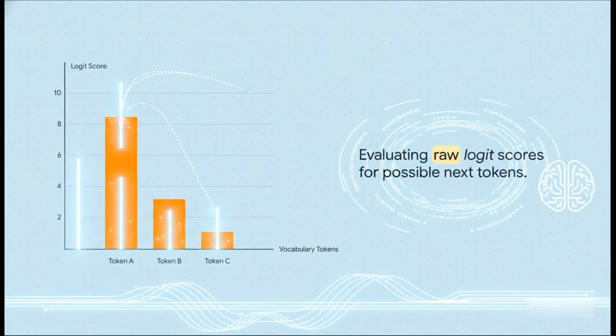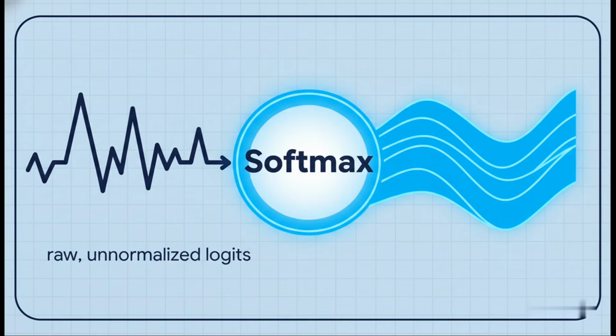So just picture these raw token scores as varying heights on a bar chart. The model is constantly evaluating these unnormalized scores, rising and falling for every possible token. But here's the catch. Raw scores are just that. They're raw. To actually make a decision, the model has to prepare these unnormalized logit scores to become actual probabilities that it can work with. And that magical transformation? Well, that happens through something called softmax.